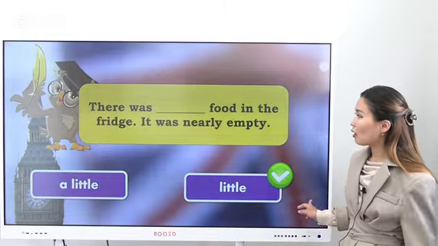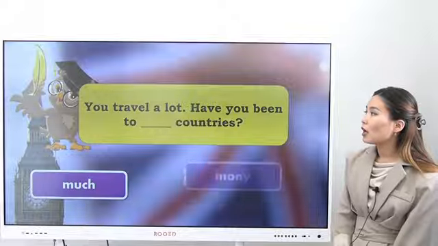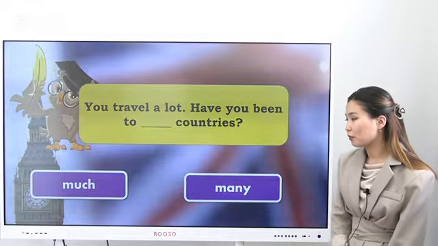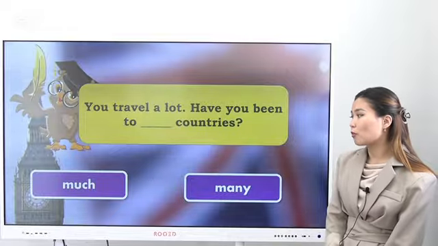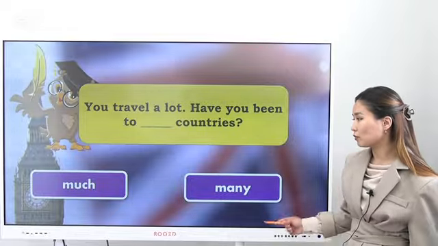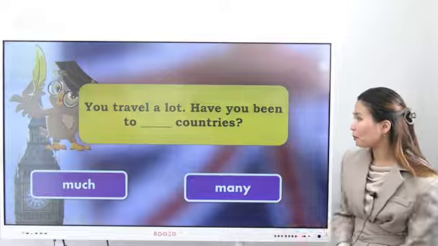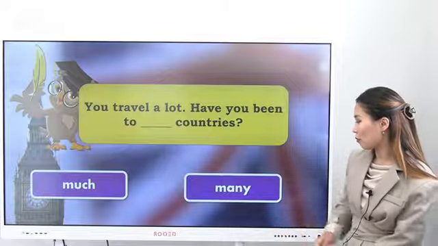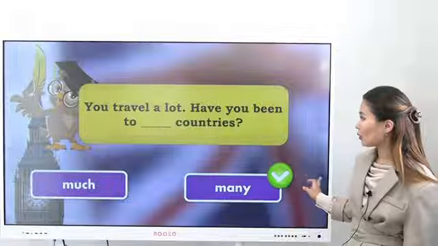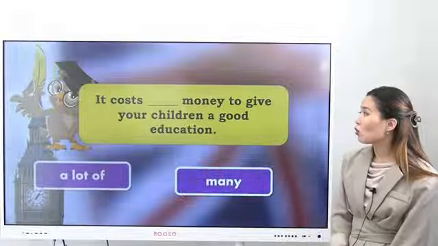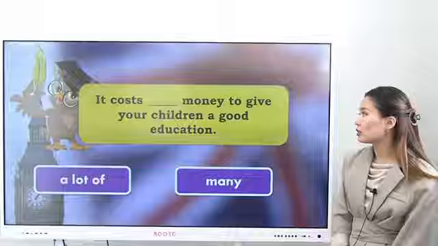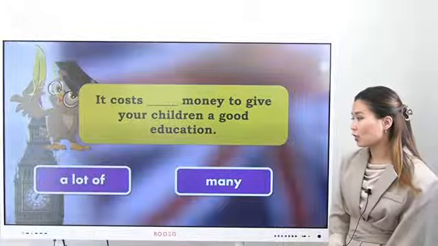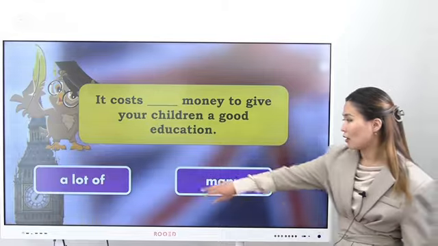The next, you travel a lot. Have you been to countries? The right answer, much or many. Which is the right answer? Yes, you are right. The right answer is many. Next, it costs money to give your children a good education. The appropriate word here is a lot of.